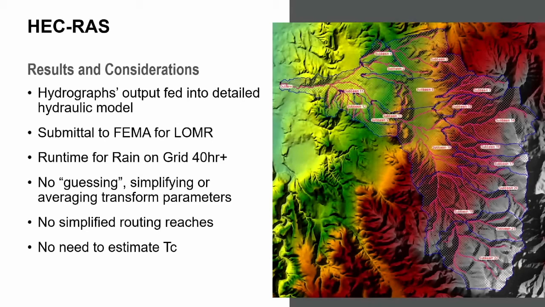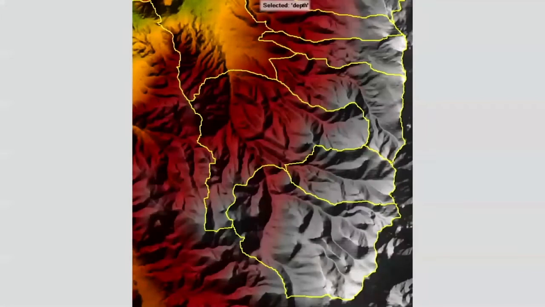But again, we have no guessing or simplifying or averaging of the transform parameters. There's no simplification or assumption of flow through the routing reaches. It's explicitly calculated. So there's no need to estimate a time of concentration. The model is doing that for you.